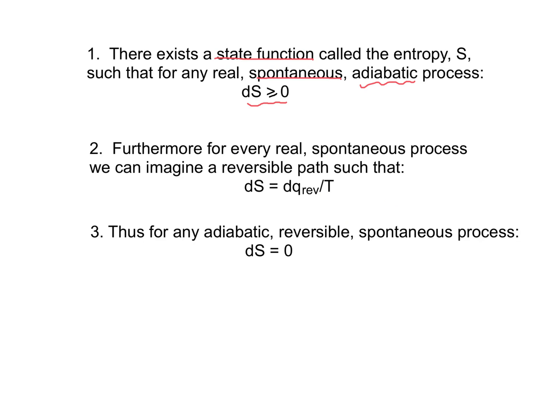The last part of our statement puts these two parts together and states that for any adiabatic reversible spontaneous process, dS equals 0. Notice that if the process is adiabatic and reversible, dq will be 0, and therefore dS has to be 0.